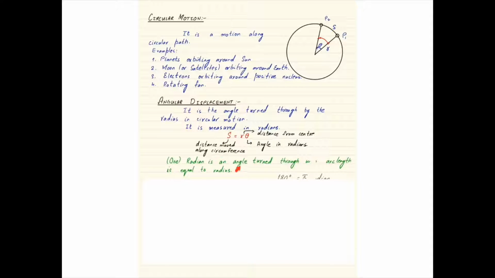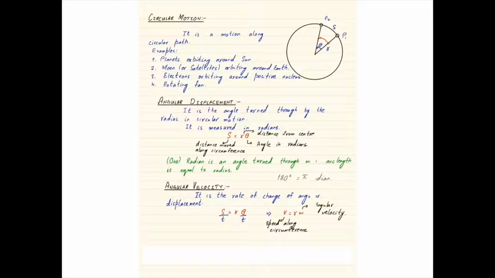So, the definition of the radian is that it is an angle turned through when arc length becomes equal to radius. You can also use this conversion ratio, which is 180 degrees = pi radians, to convert any angle in degrees to radians.